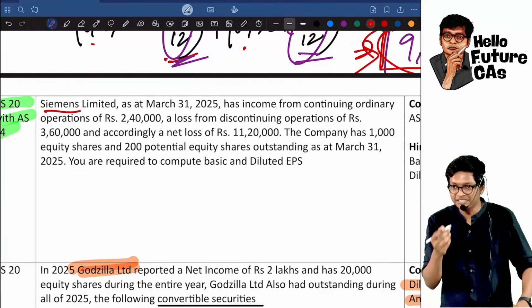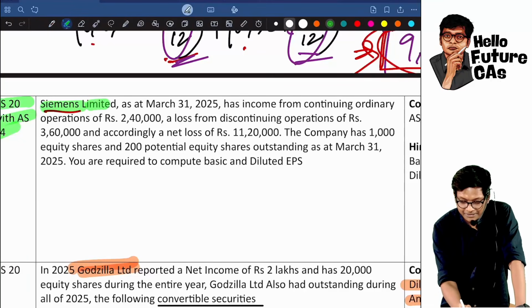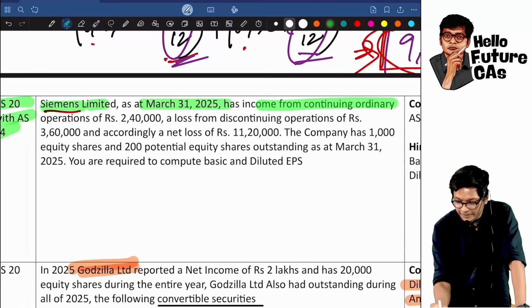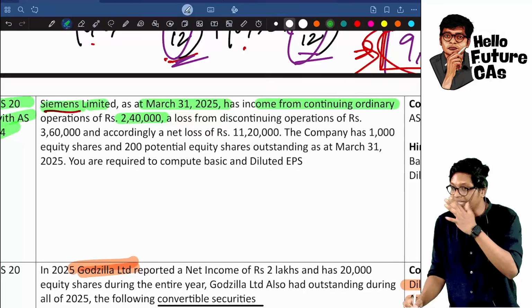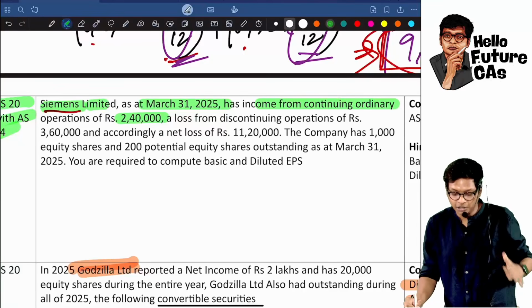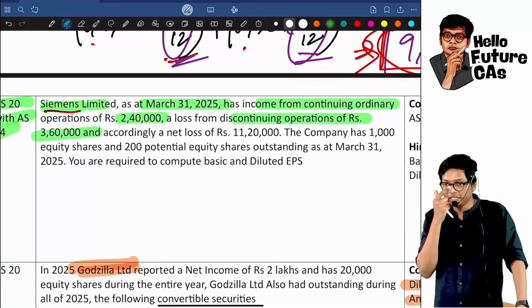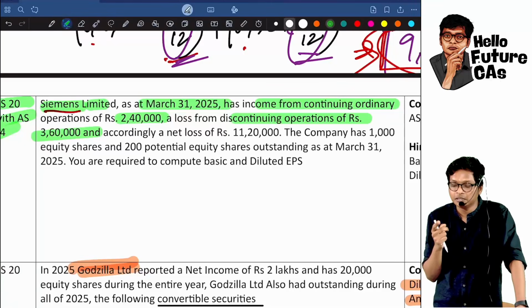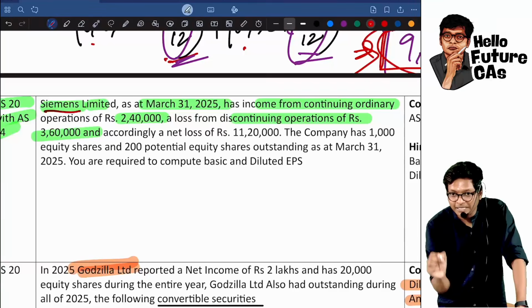Illustration 7, but I have just changed the question to Siemens. Siemens Limited, as on 31st March, has income from continuing operations of 2 lakh 40, and, as per AS 24 on continuing and discontinuing operations, a loss from discontinuing operations of 3 lakh 60. So effectively in the P&L, will it be a net profit or a net loss?